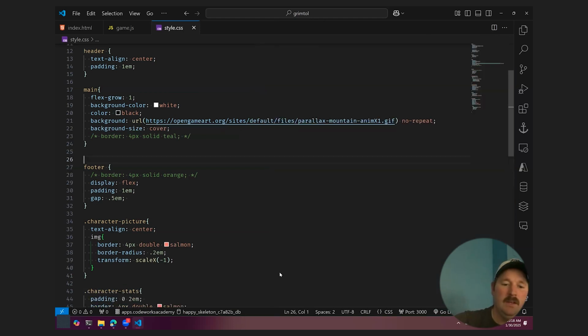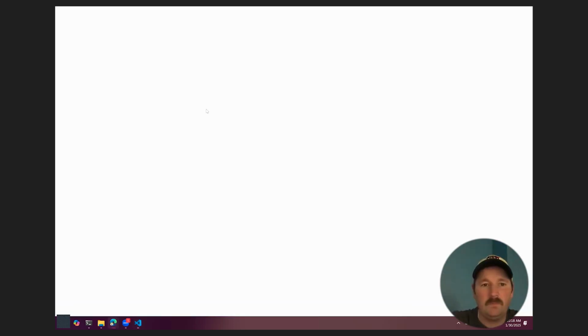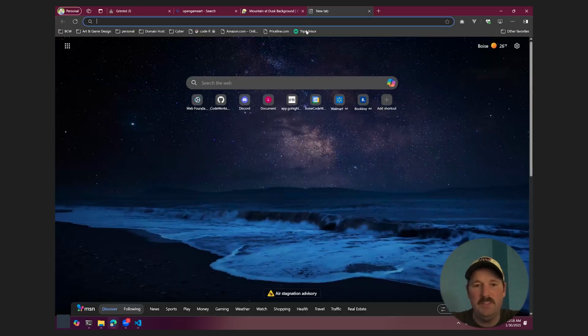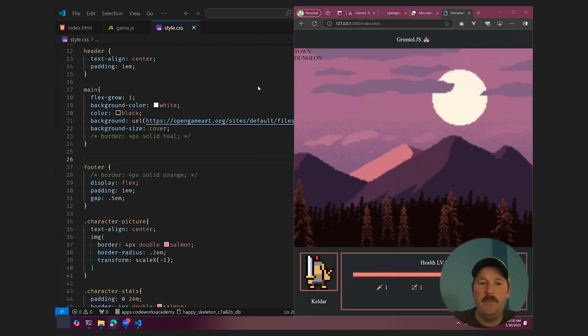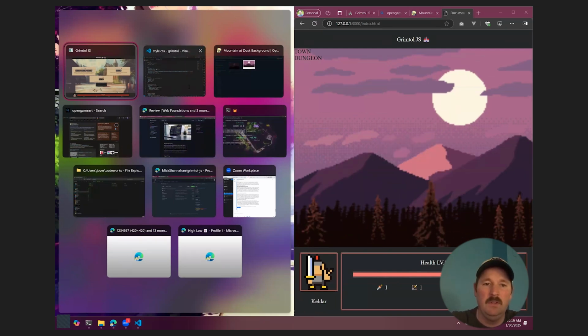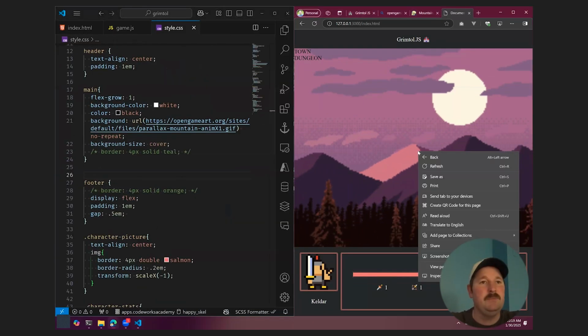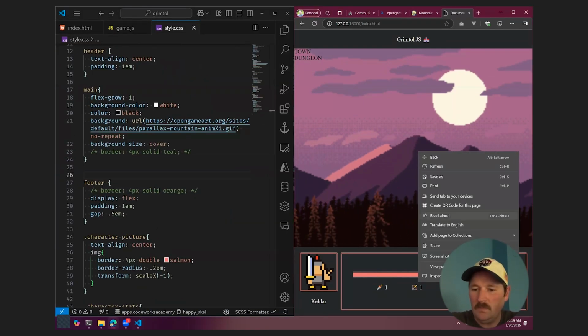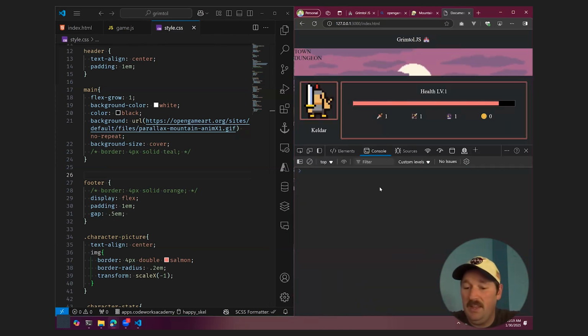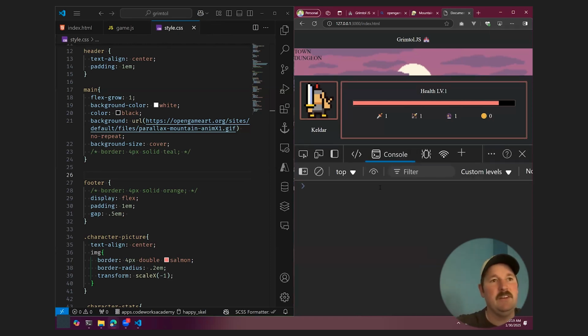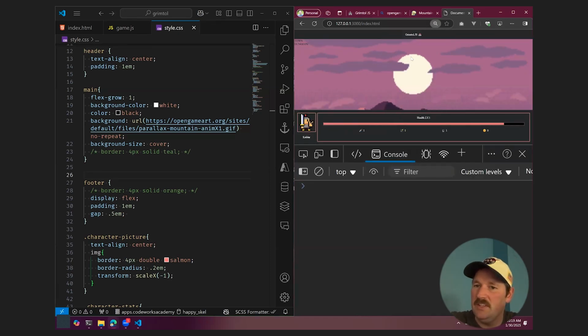Let's see if I can open this up here. Because now that we're going to get into JavaScript land, we probably want to open up our developer console. So I'm going to hit inspect. We're going to look at console. And we're going to be playing around with a couple of things here. Might zoom that out so it's a little easier to see.